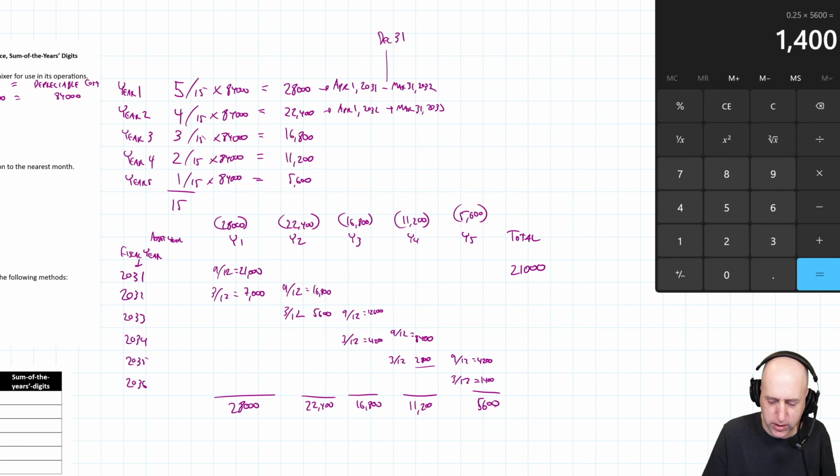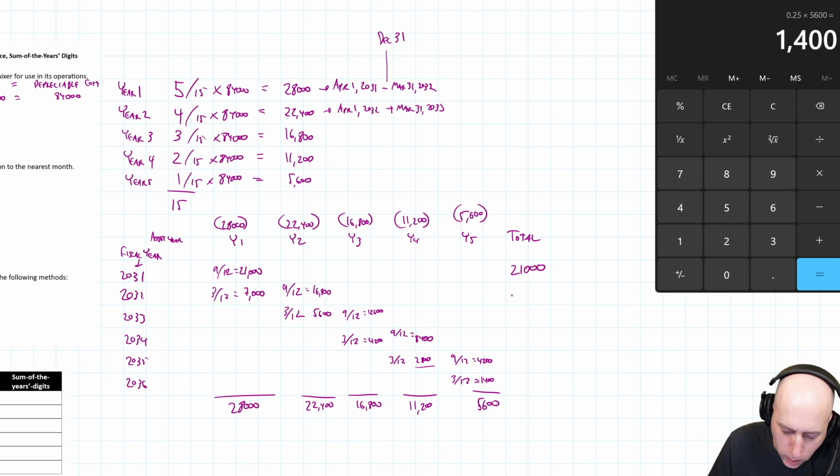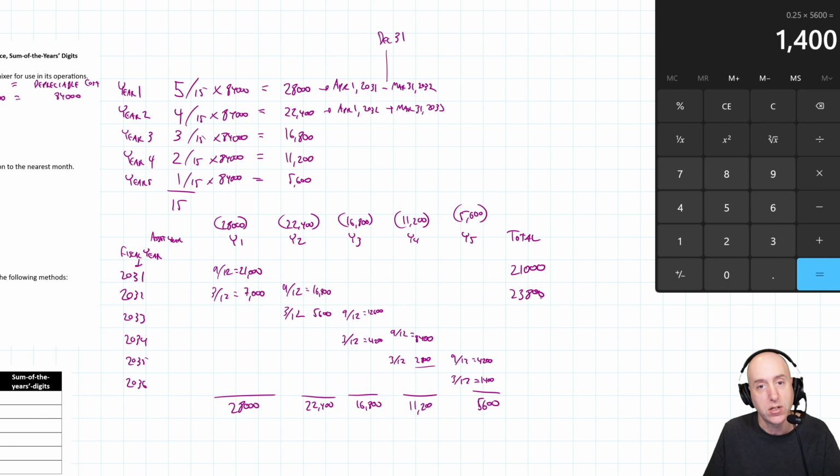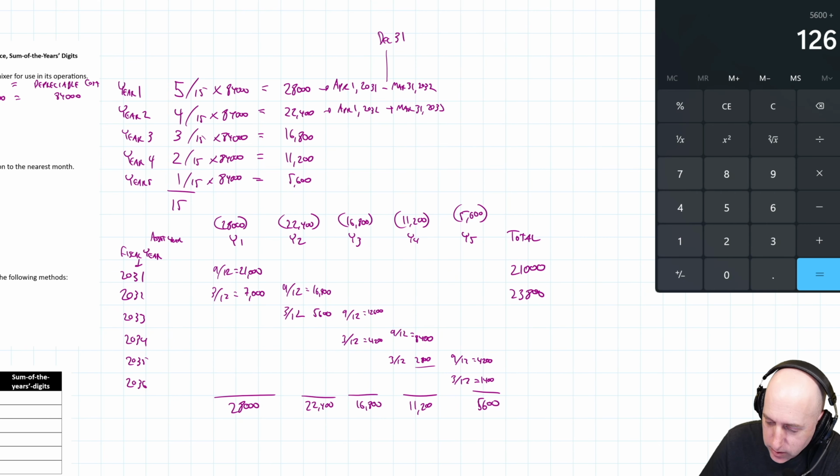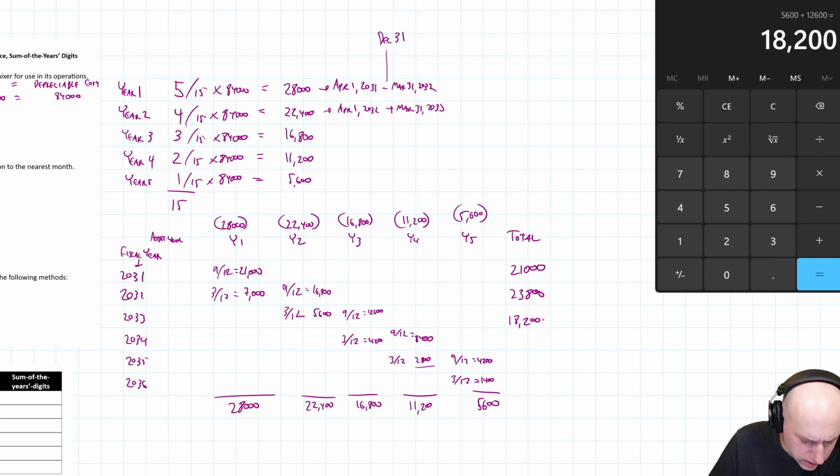Now, the key number is actually this totals column. So 2032 gets some of the assets' first years of life and some of the assets' second year of life. The total it gets in 2032 is 23,800. That is my depreciation expense for the year. 5,600 plus 12,600. That's the depreciation that goes in 2033. 4,200 plus 8,400, 12,600. 2,800 plus 4,200, that's 7,000, and 1,400 plus 0, that's 1,400.